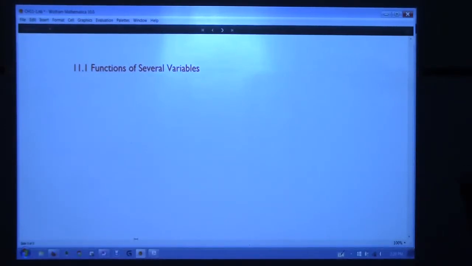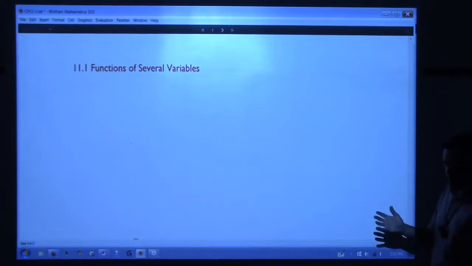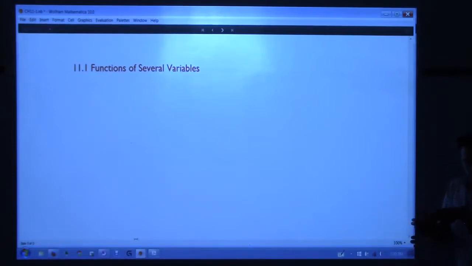Okay, we're moving into a new chapter now. A new chapter in the book, chapter 11. There are 13 chapters in this book, right? Our plan is to cover 10, 11, 12, and 13. Finish the book. That's my plan. We'll get to the last page and be done. Close the book, all right? So 11.1, functions of several variables.